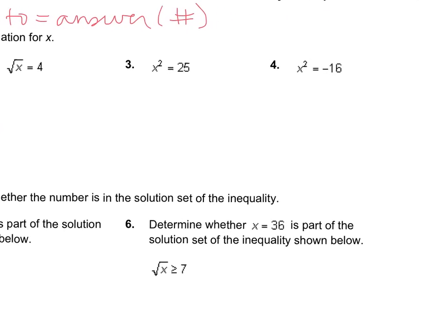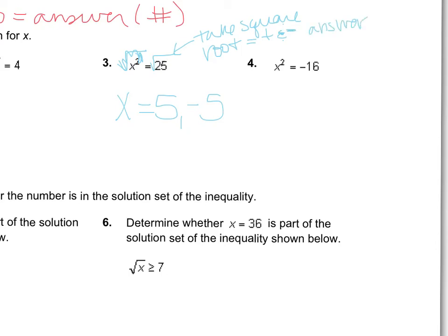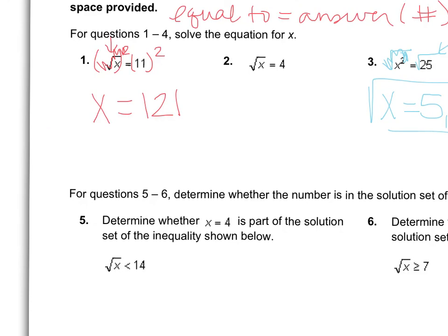Number 3, we have x squared equals 25. So to get rid of that, I'm going to take the square root of both sides. The square root and the square cancel, and I'm left with x equals the square root of 25, which is 5 and negative 5. You might want to make a note here. When you take the square root, there is a positive and a negative answer. So there's going to be two answers. Okay? When you take the square root, you're going to get a positive and a negative answer. When you're squaring it, though, like problem 1, you only get one answer.